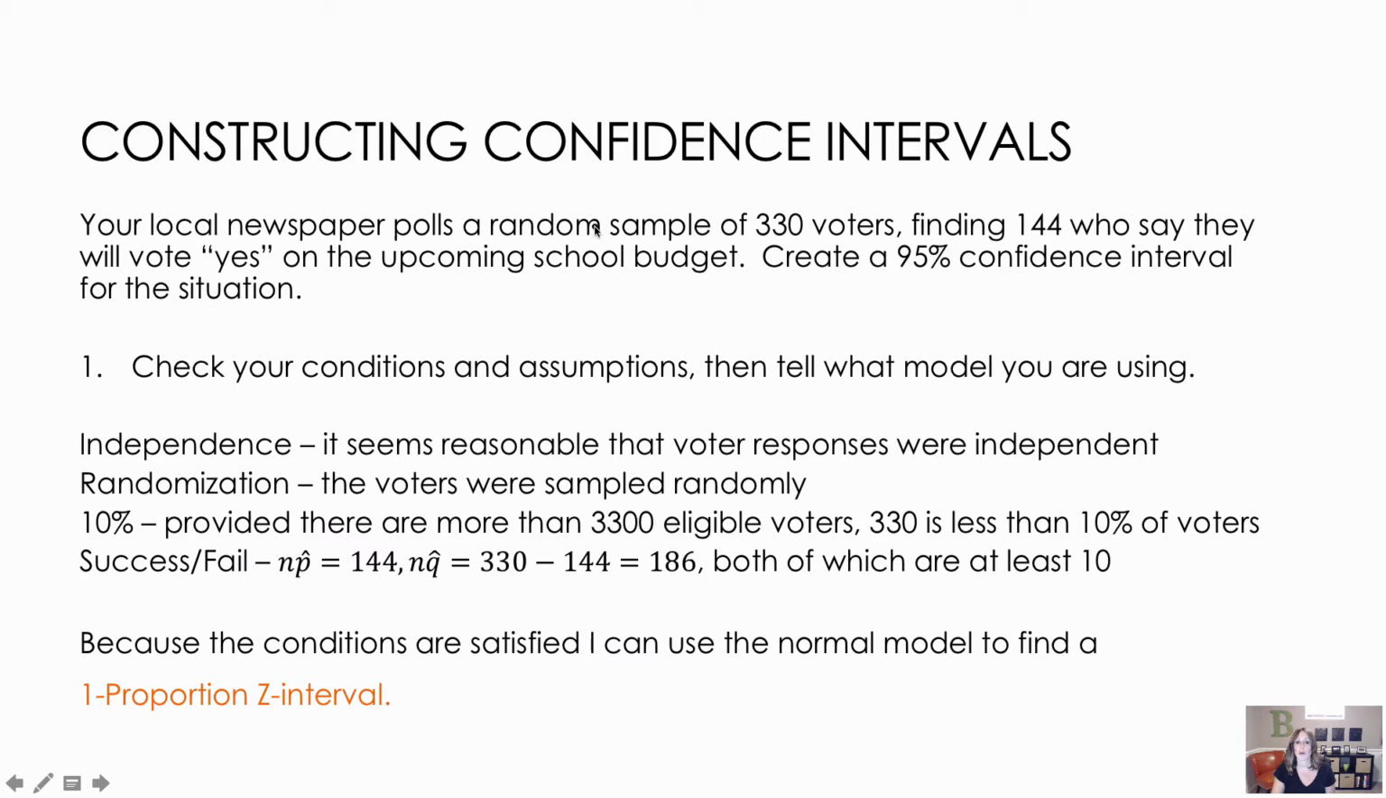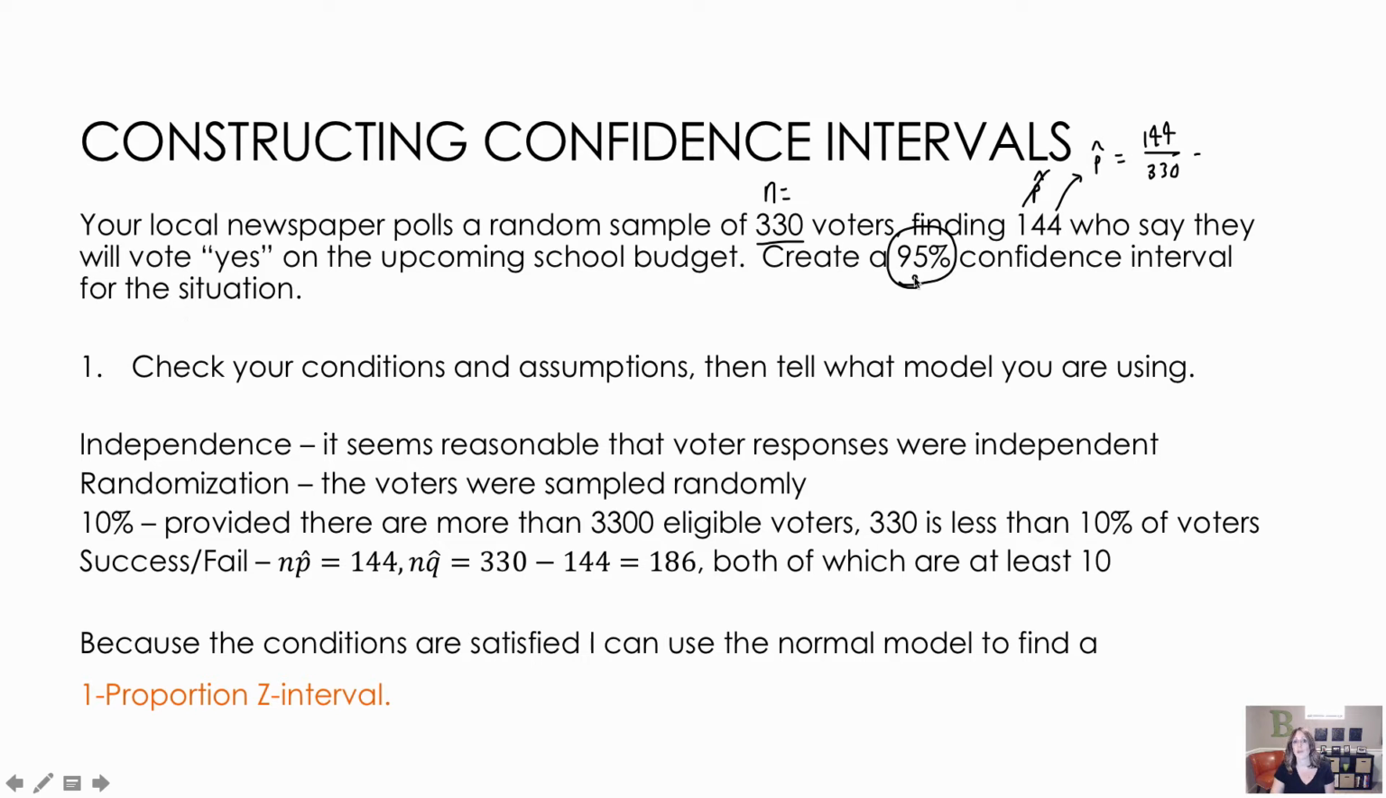Your local newspaper polls a random sample of 330 voters, that's my n, finding 144 who say that they will vote yes on the upcoming school budget. Now 144 is not p hat, because p hat needs to be a percent or proportion. A lot of people get confused and say, well, that's a mean, then it's 144. But 144 is not an average. In order to find p hat, I would take 144 and divide it by 330, and that's going to give me a decimal. We'll do that on the next page. Create a 95% confidence interval for the situation.